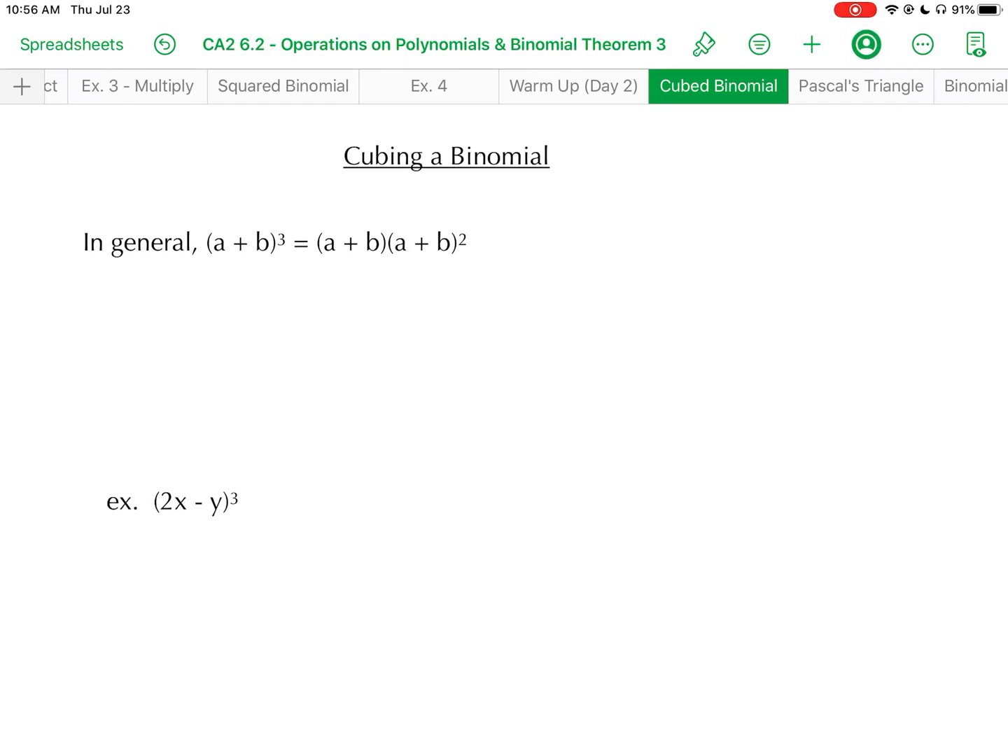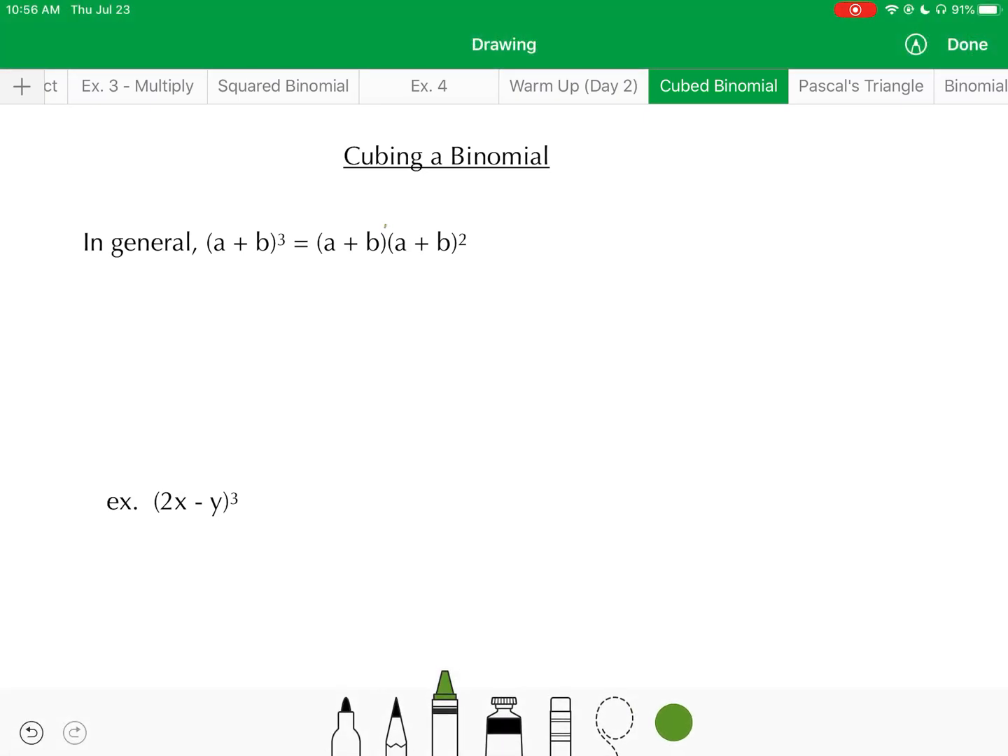So let's say I have the binomial a plus b being raised to the third power. Wouldn't that be the same as a plus b times a plus b squared, where this initial a plus b is being raised to the first power, right? So then I could continue to expand this out. I'll leave that as a plus b, and then we know that a plus b to the second power is equivalent to a squared plus 2ab plus b squared. Again, that's where we left off in the last video.